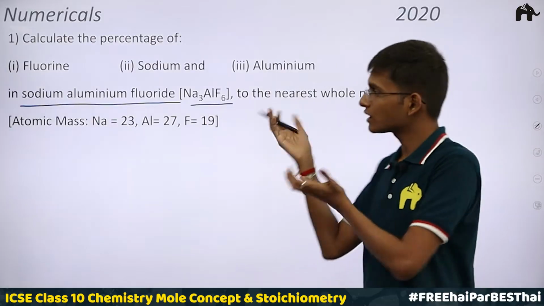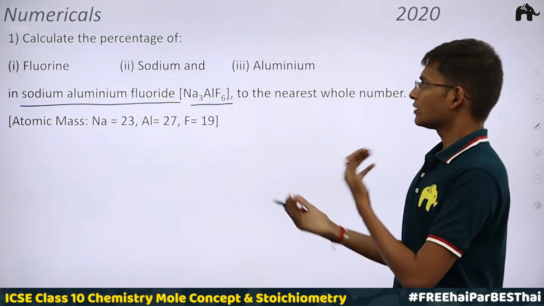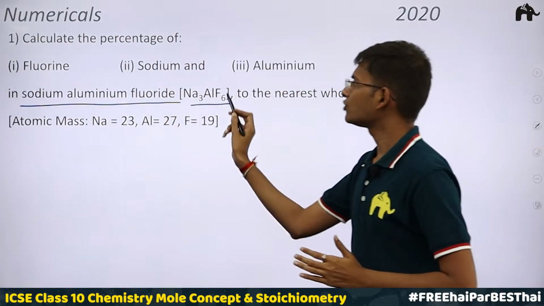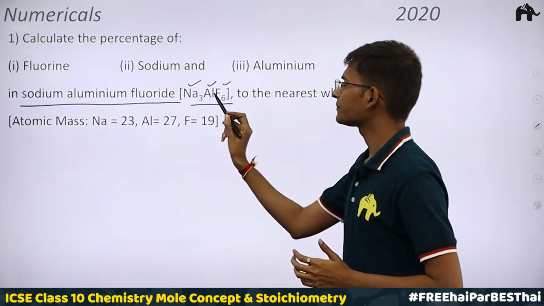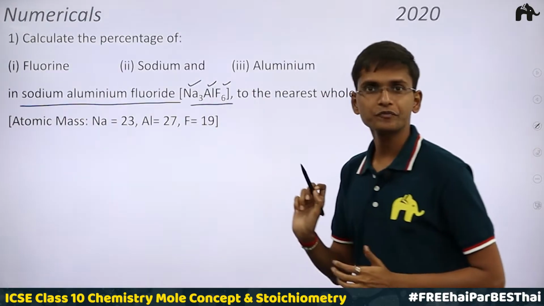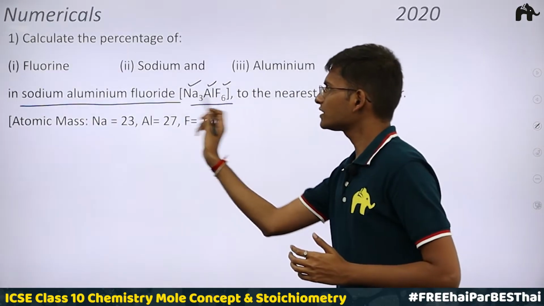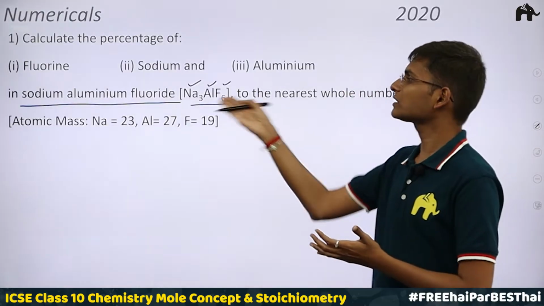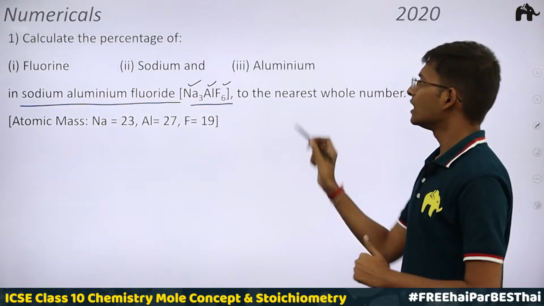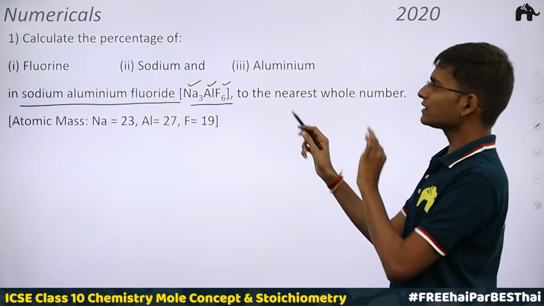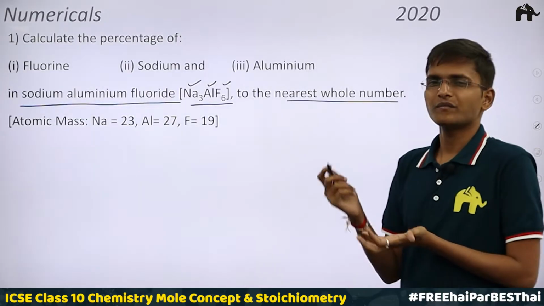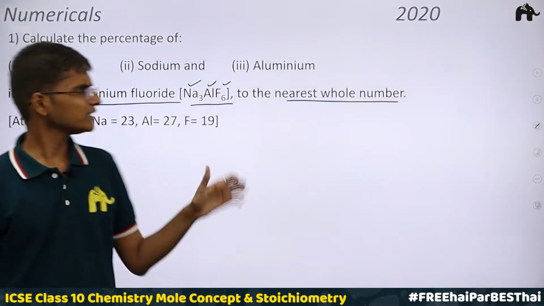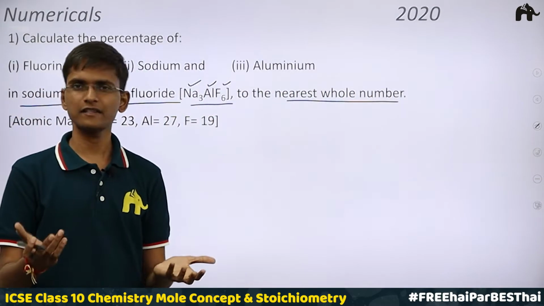Maybe you would have heard this compound for the first time, but we just have to find the percentage of fluorine, sodium and aluminium, which means the percentage of all the elements present in the compound. So in fact, they are asking us to find the percentage composition of this compound. Now, they are asking for the percentage to the nearest whole number. So they have made our work quite easier, or else we can say that they just want a whole number as the answer.